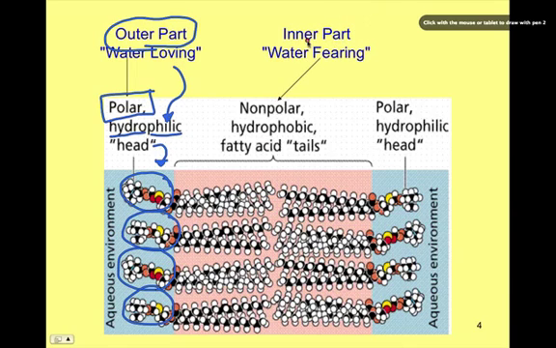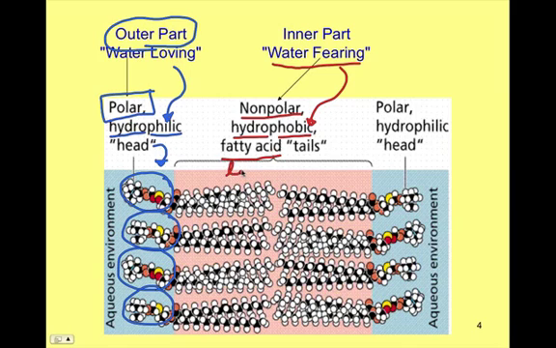The inside part between the two membranes is called water fearing. These are nonpolar. They're hydrophobic. Phobia means to fear. And these are fatty acids. Remember, a fatty acid is a lipid. Tails. And these go out like this. So the outer portion is water loving, the inner portion is water fearing. And this is going to play a role in how things move back and forth throughout the cell.